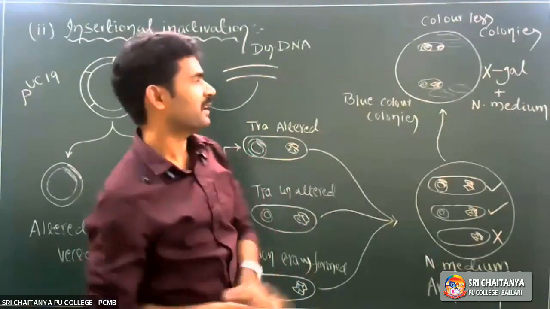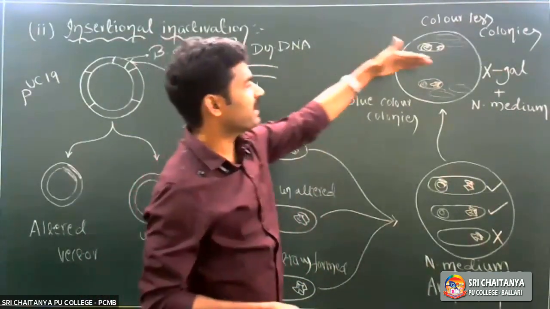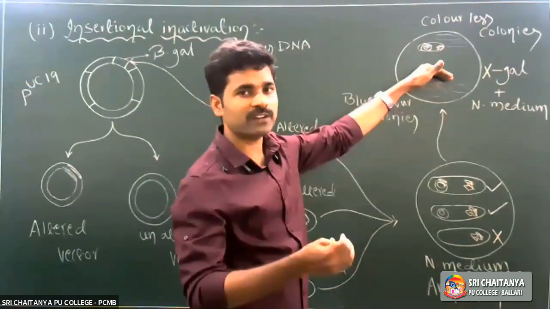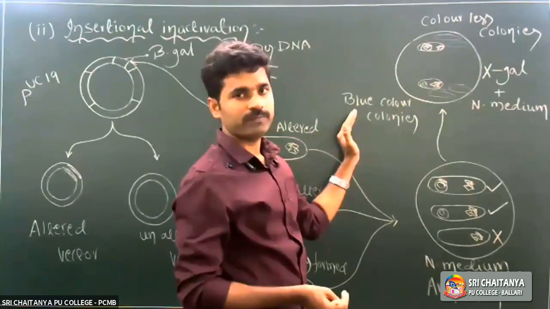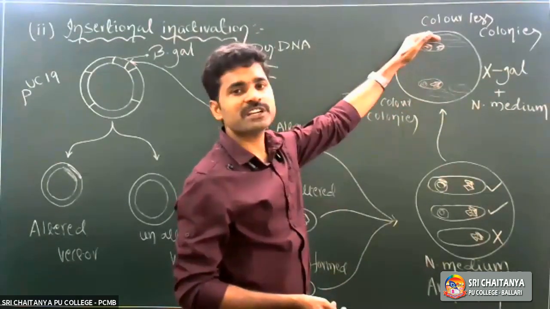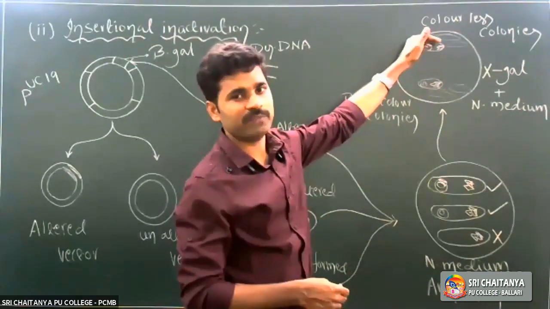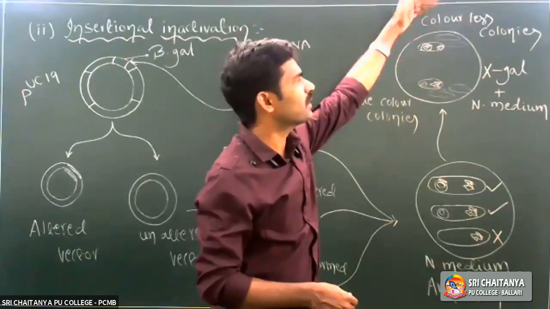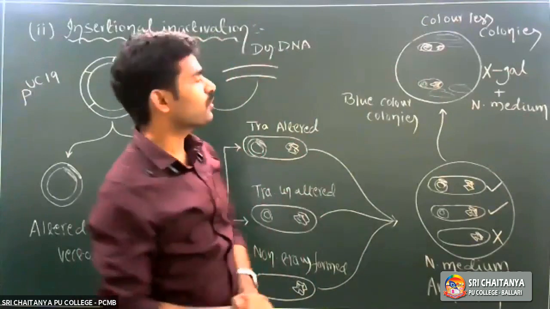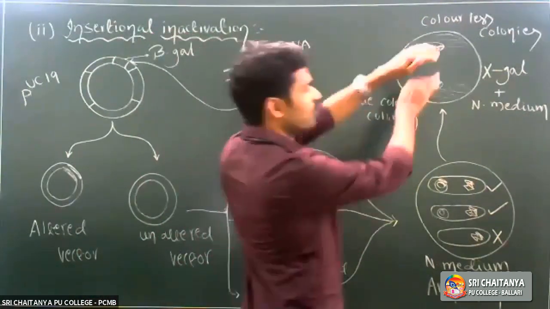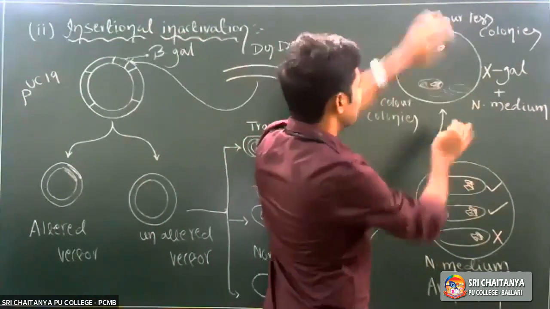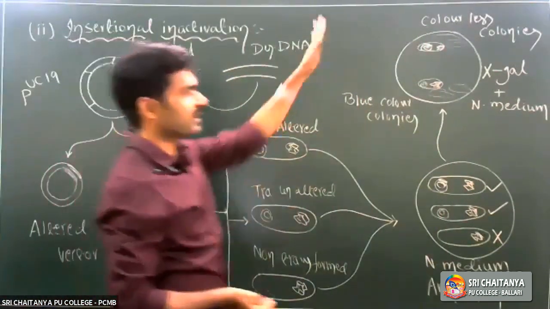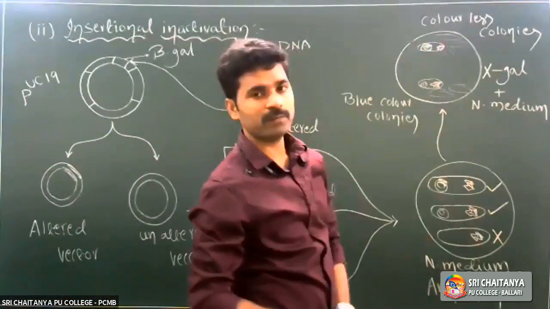Is it clear? Right. So like that, some bacterial cells which contain unaltered vector turn blue. Some bacterial cells which contain recombinant DNA, meaning altered vector, turn into colorless colonies. Based on the color of the chromogenic substance, we can easily separate recombinant cells from non-recombinant cells.